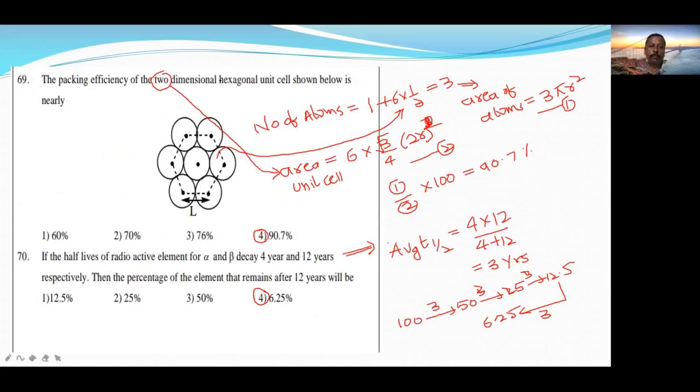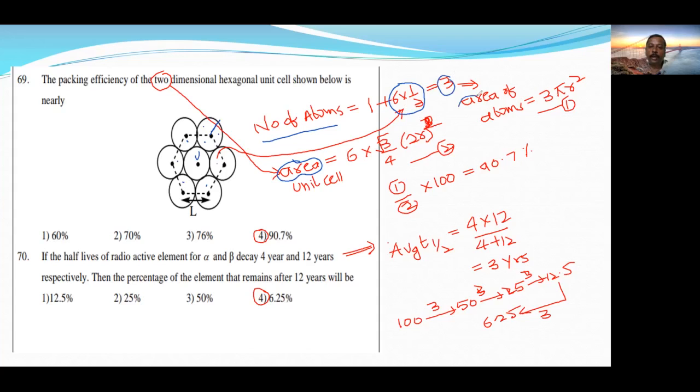Okay, next, packing efficiency. Packing efficiency of a two-dimensional lattice. See here it is two-dimensional, that's why we have to take the area into consideration. First of all, number of atoms. Here the total is divided into 3 identical parts, so 6 into 1 by 3: here 1 by 3, 1 by 3, 1 by 3, 1 by 3, 1 by 3, 1 by 3. 6 into 1 by 3, and here it is complete. Therefore, number of lattice points per unit cell will be 3.